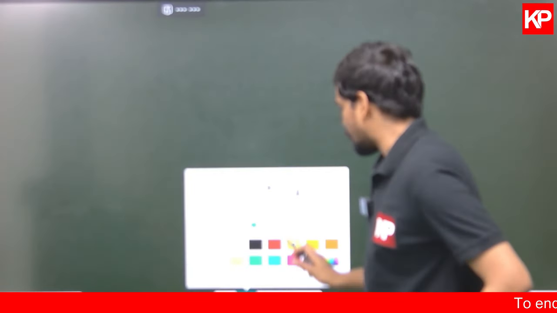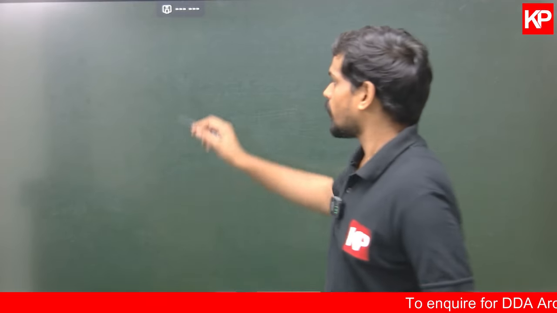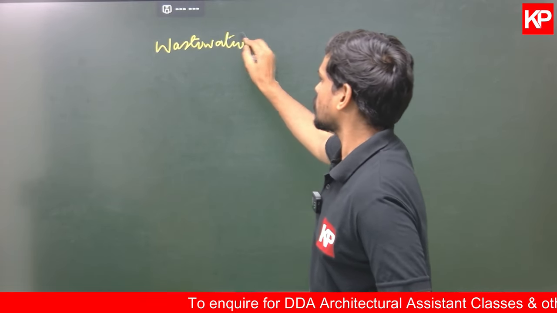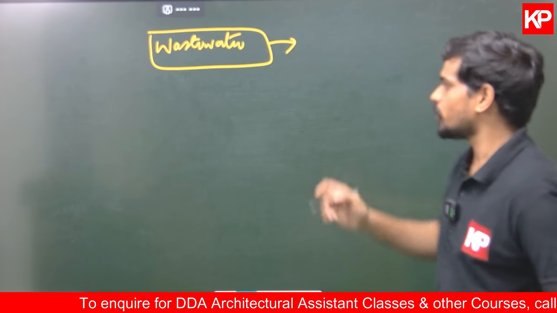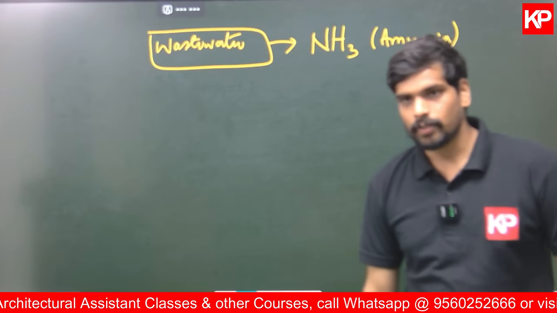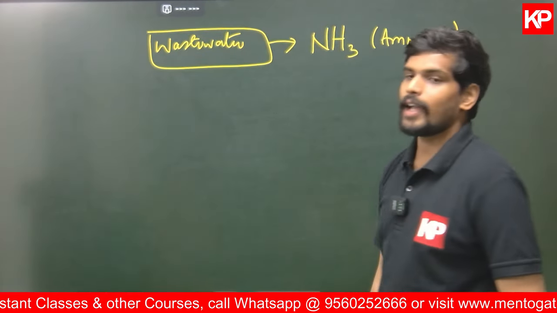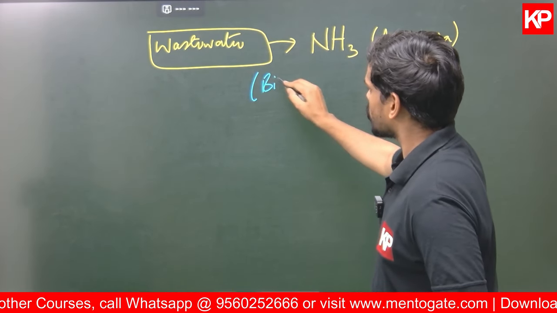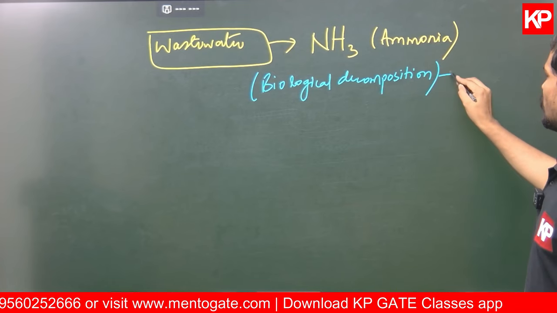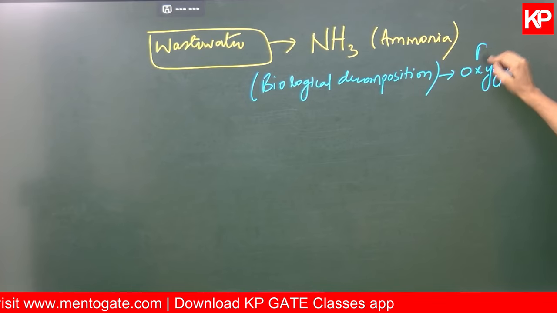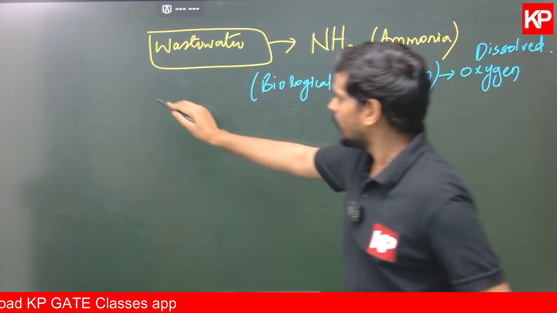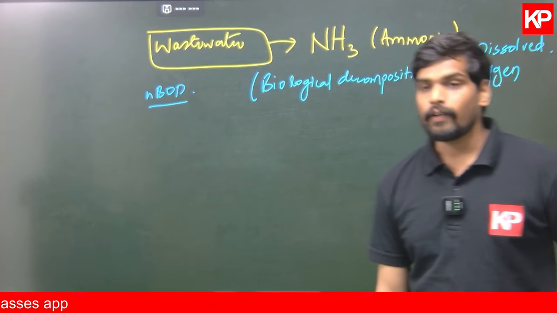So let me just give you a brief idea on the process of nitrification and denitrification. In wastewater, it also has inorganic pollutants, or you can call them nutrients, like ammonia. Ammonia is an inorganic compound, and this also can be subjected to aerobic digestion. So this also can undergo biological decomposition, and this also consumes oxygen, dissolved oxygen basically. So if you are measuring how much dissolved oxygen is consumed by the biological decomposition of ammonia, that's called NBOD, nitrogen based BOD.